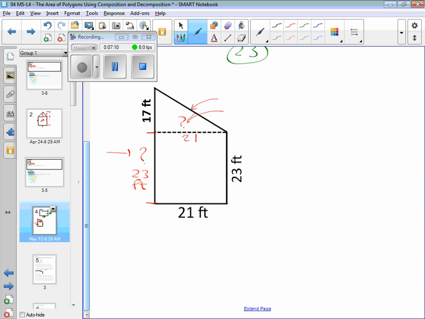Do we have a base and a height for the rectangle? Yes. We do. We have a base. We have a height. Okay. After I find the area of this, and then the area of the triangle, what must I do to figure out the entire area?